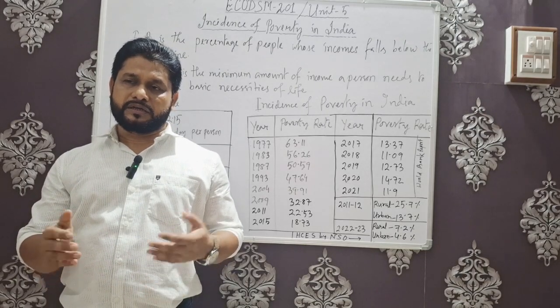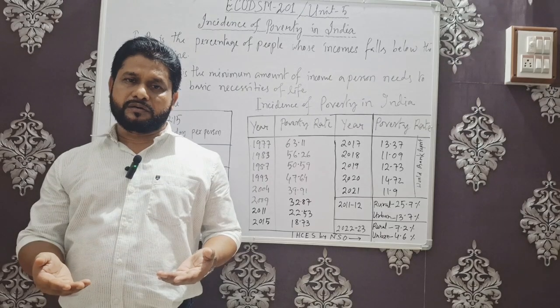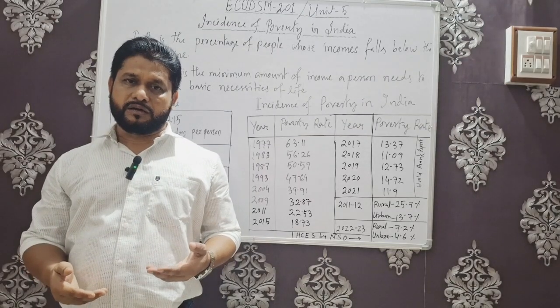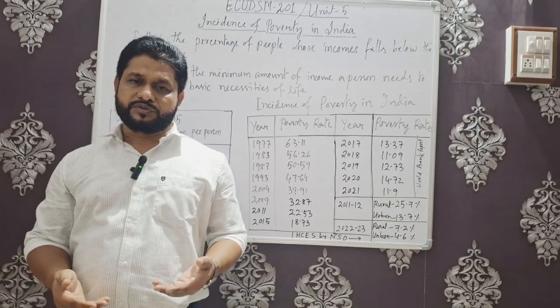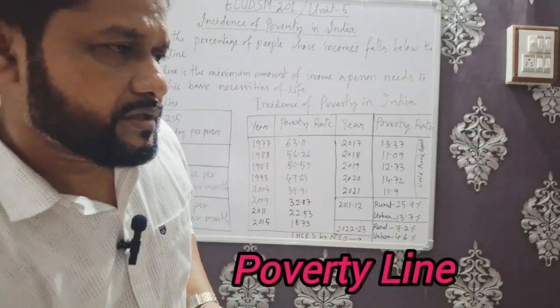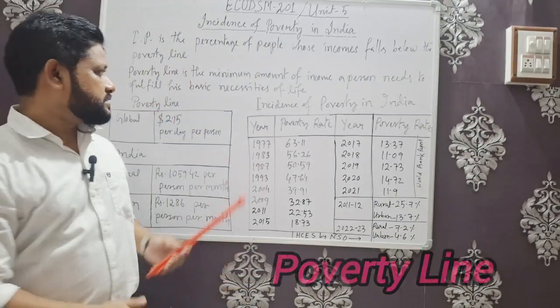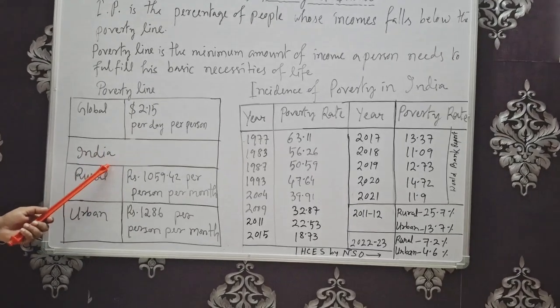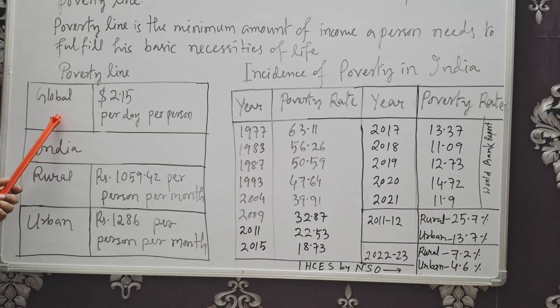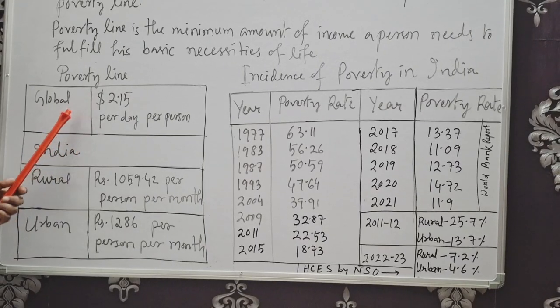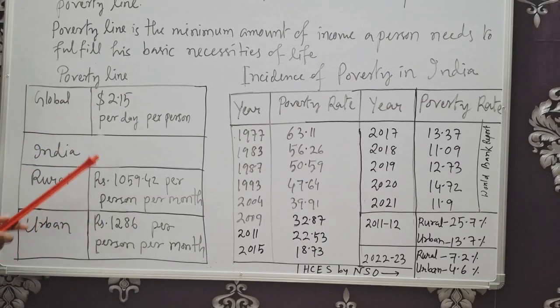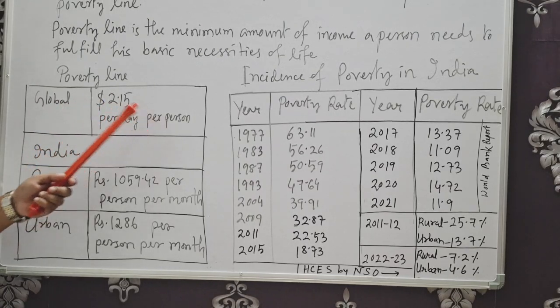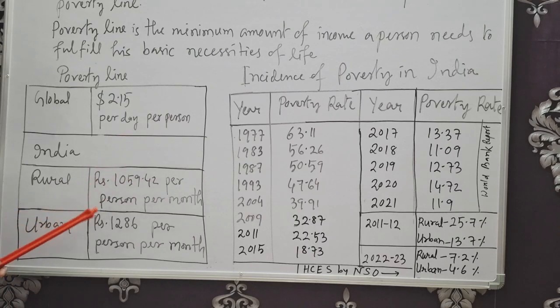Poverty line is given by the per day per person income in terms of rupees. Before India, first globally, what is the poverty line? The poverty line set by the World Bank is $2.15 per day per person.